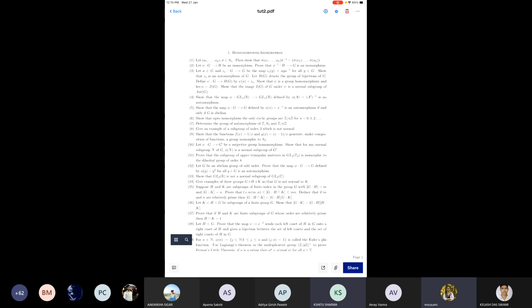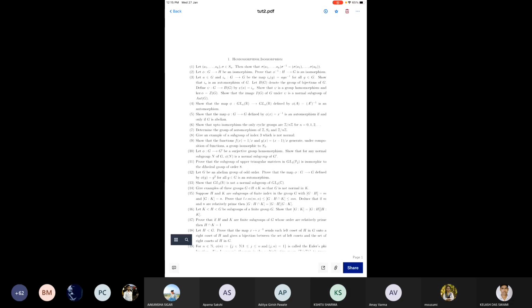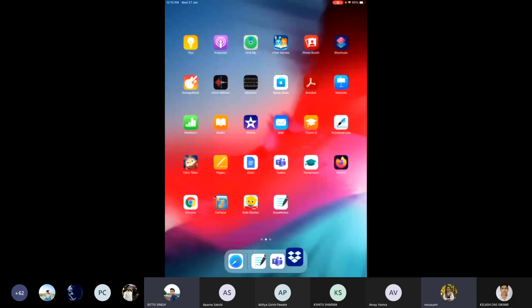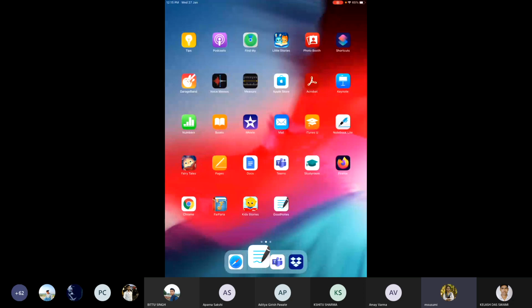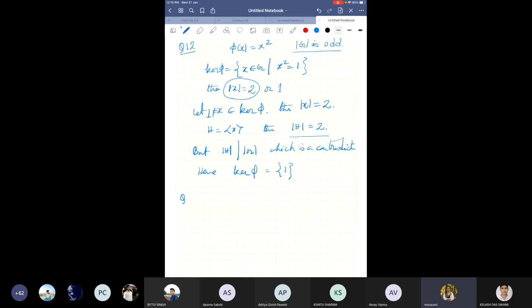Has anybody done it for finite G? Order of G equals order of G by order of H, from that we can say. Correct. So let me see. This is question number 16 or 17? 16, ma'am. 16. Okay.